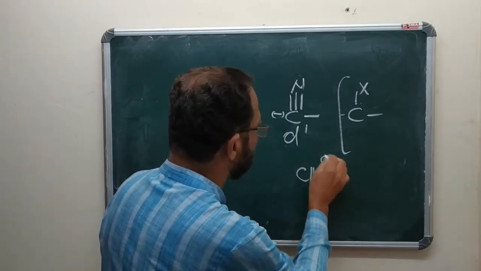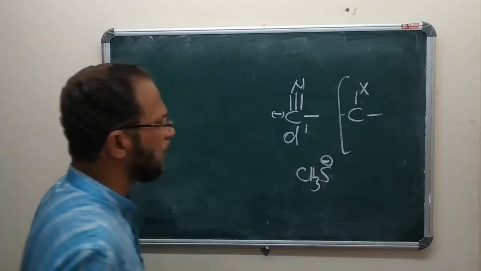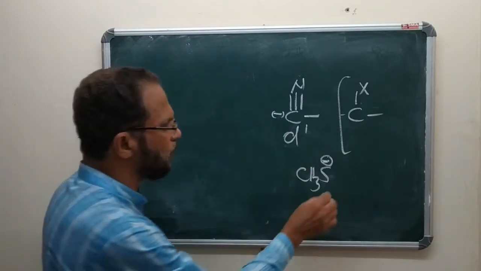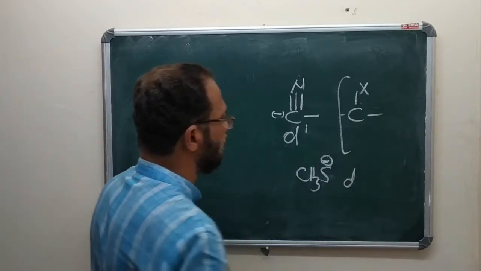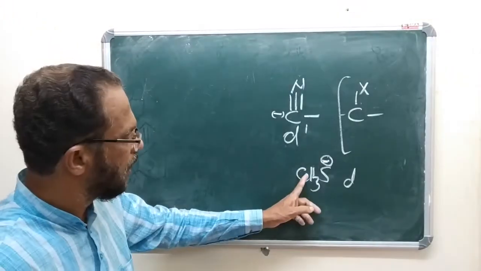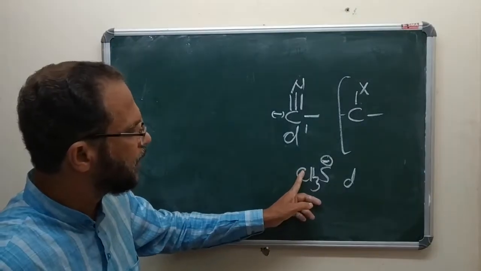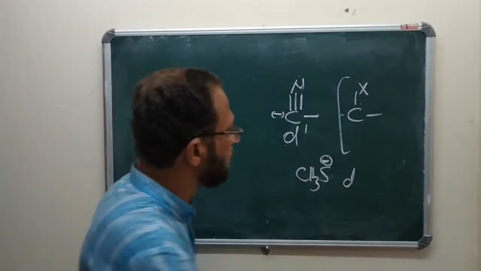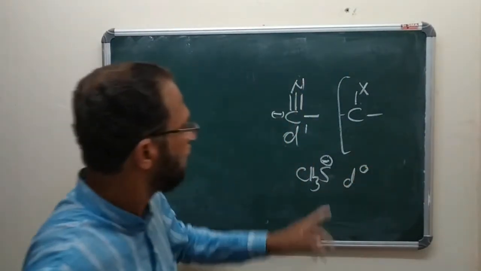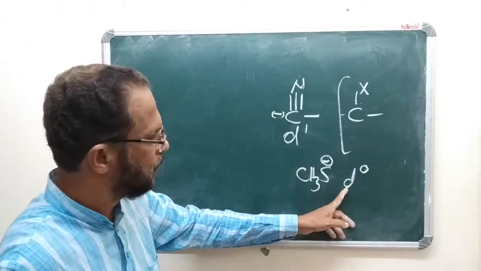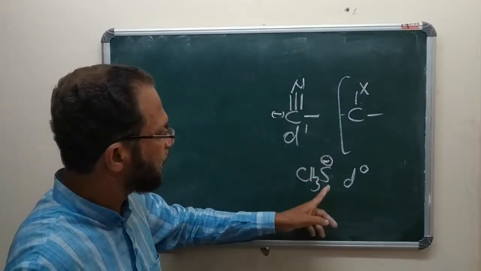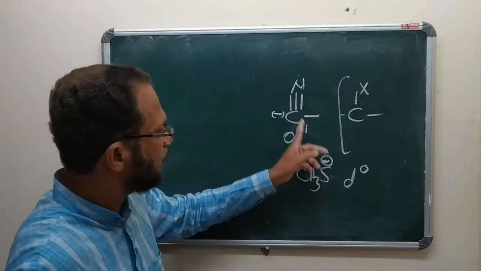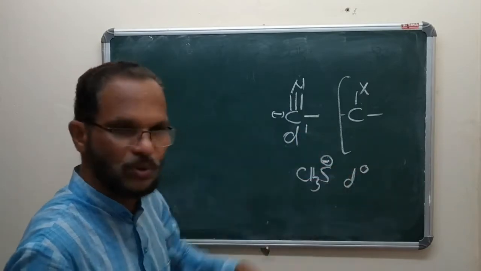Again, consider this one. This is also a donor one. But the carbon atom is not bearing any charge. It is not a reactive center. So this is what is called D0. So you have to differentiate what is D1 and D0.